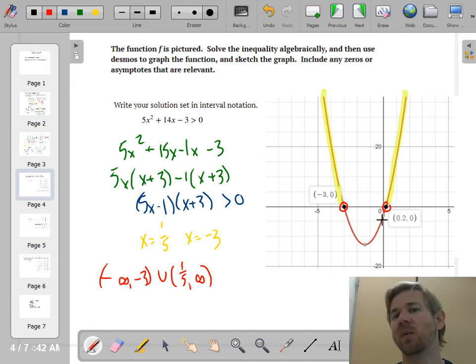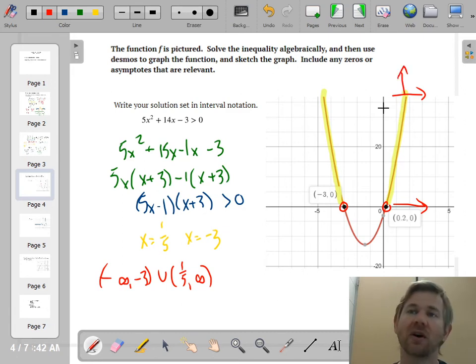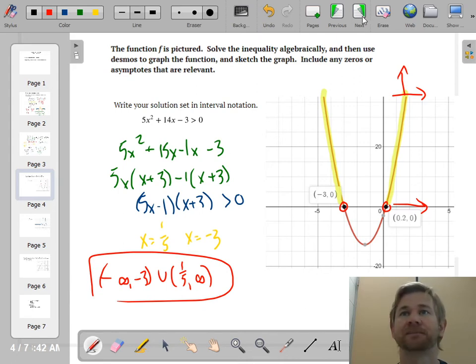It's important you realize that when we say infinity, we're talking about x going to the right. This thing is going to the right forever. It is also going up, but we're talking about the x's. Interval notation is referencing the domain, the x's.